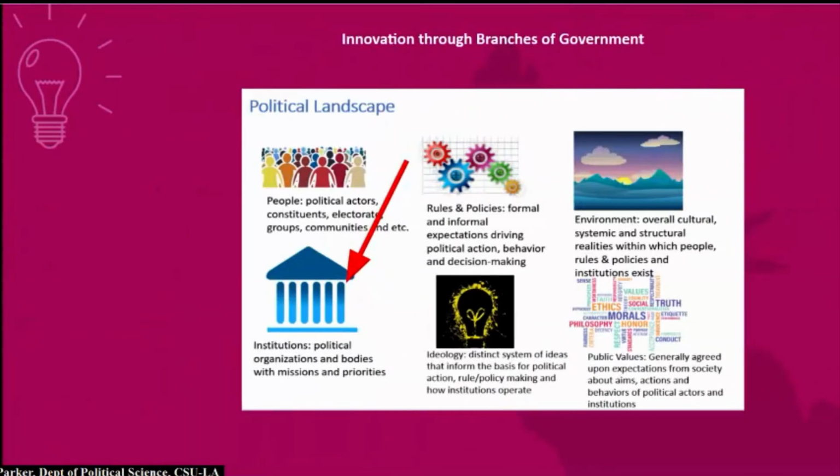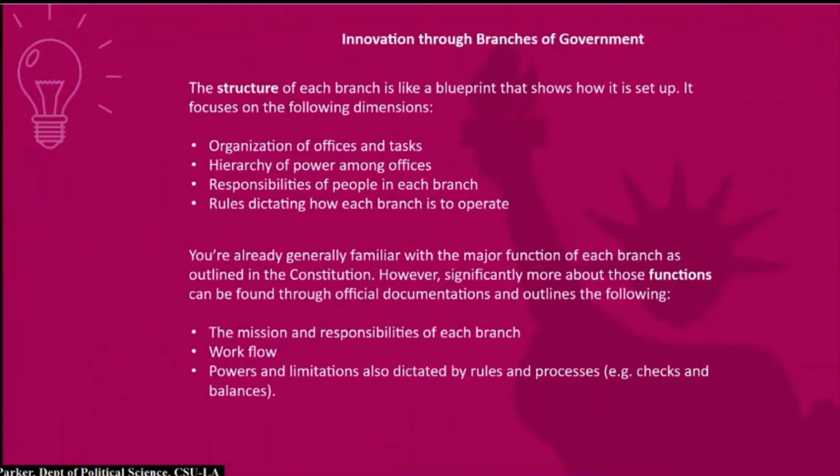So as you remember, this is the political landscape framework. And basically, just to make sure that you are centered and grounded for this new topic, what we're going to be focusing on are institutions, the institutional portion of this framework. And remember that institutions are the political organizations and bodies with missions and priorities. Okay, so let's get started with the structure.